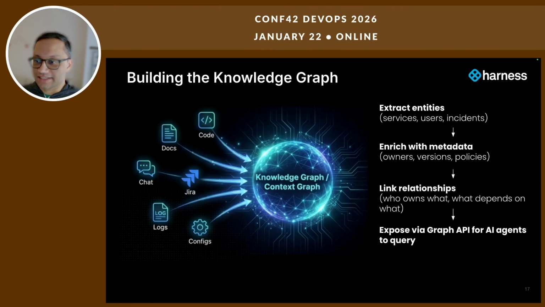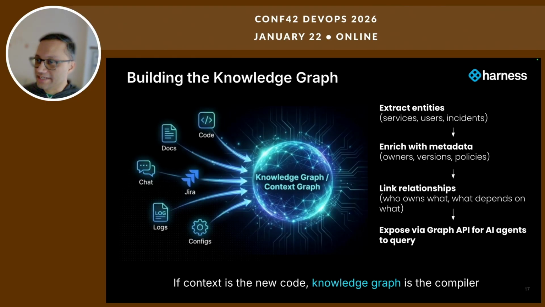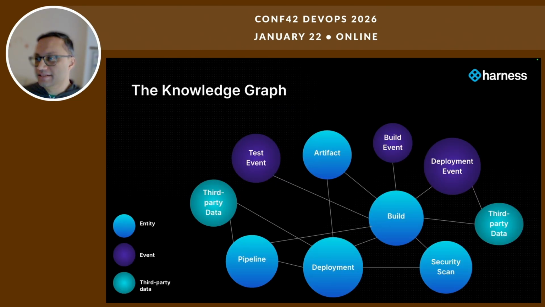Fellow engineers said this pretty accurately. If context is the new code, knowledge graph is its compiler. I really love that quote. So again, in a diagrammatic way, this is a very simplistic view of a knowledge graph. You have entities, events, and third-party data, and they are all connected. So you know what the relationship between different entities, events, and third-party data is.